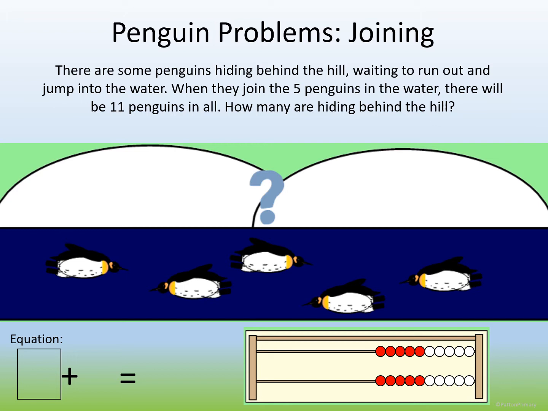Well, we know that there are 5 in the water already, and we know there needs to be a total of 11. So let's count on until we get to 11. We have 5, 6, 7, 8, 9, 10, 11. We have our answer. The answer is 6. Blank plus 5 equals 11. The blank is 6. Okay. Are you guys starting to get this?